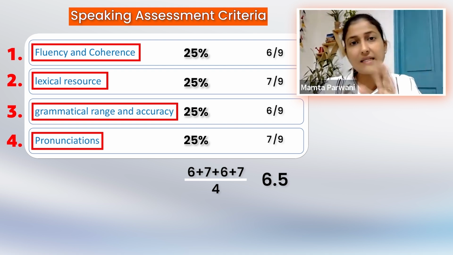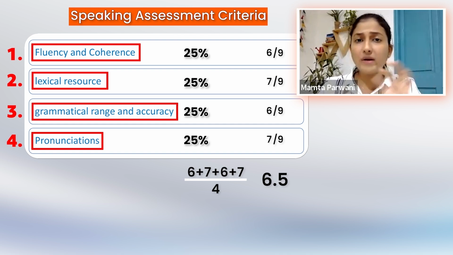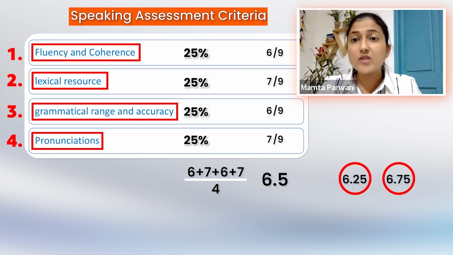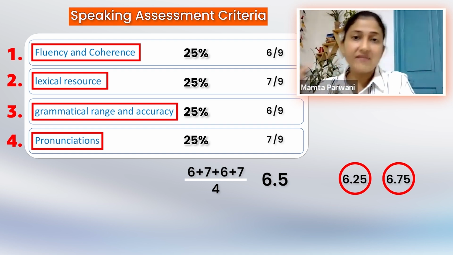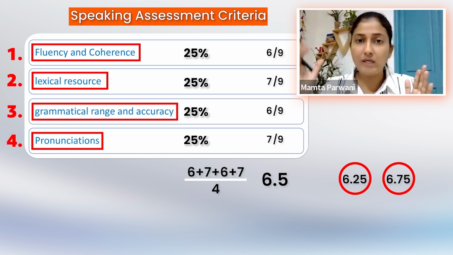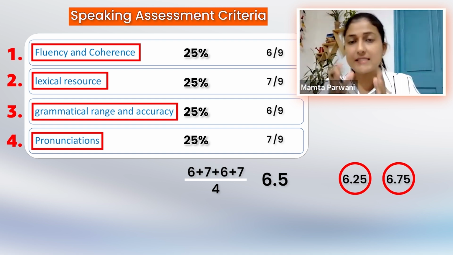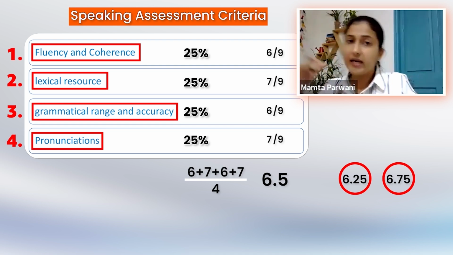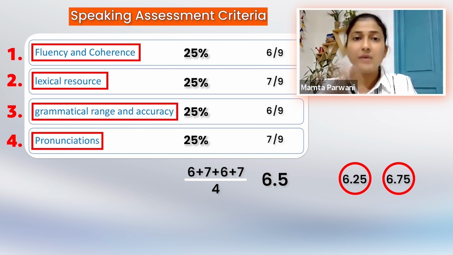But always understand this is how it happens. There is no score in between, okay? You will not get 6.25 or 6.75, okay? There is no 0.25 or 0.75 in IELTS. Remember this. You have 0.5 gap only. So 5, 5.5, 6, 6.5, 7, 7.5, 8, 8.5 and 9, okay? Remember that this is how you have.